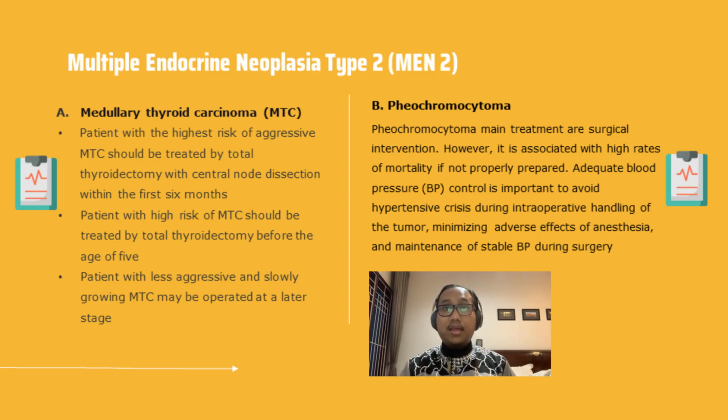The second one is pheochromocytoma. Pheochromocytoma's main treatment is surgical intervention. However, it is associated with high rates of mortality if not properly prepared. Adequate blood pressure control is important to avoid hypertensive crisis during intraoperative handling of the tumor. Minimizing adverse effects of anesthesia and maintenance of stable BP during surgery.